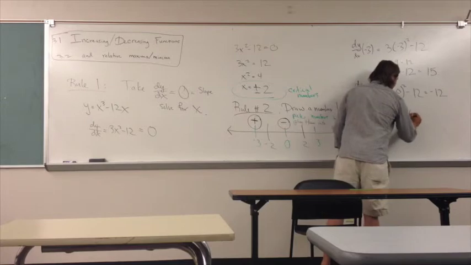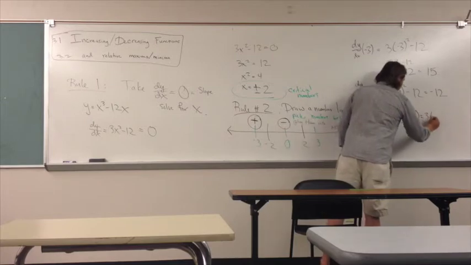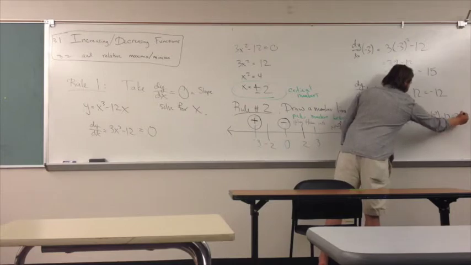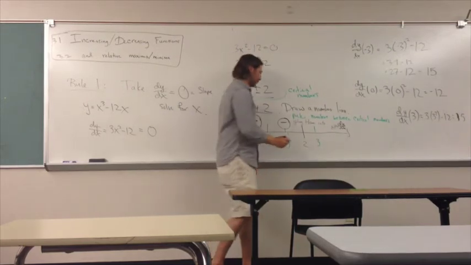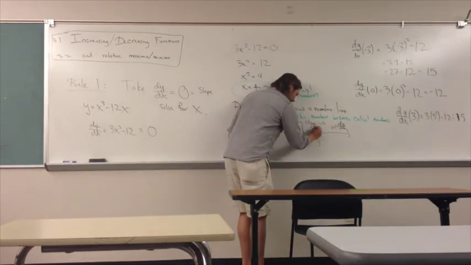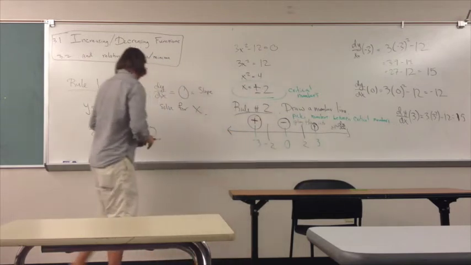dy dx at positive 3 is 3 times 3 squared minus 12, which is 27 minus 12, which is 15. Is 15 positive or negative? Positive. What do I do? Put a plus sign and circle it. Okay.